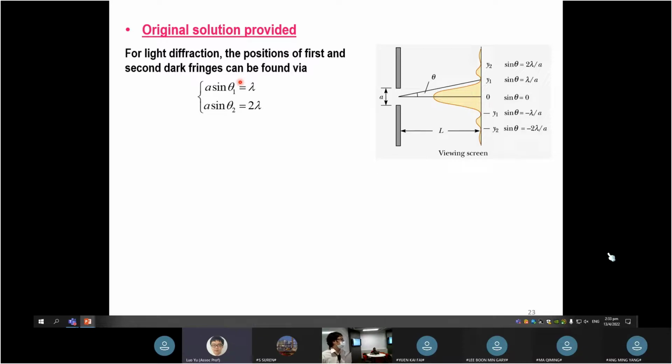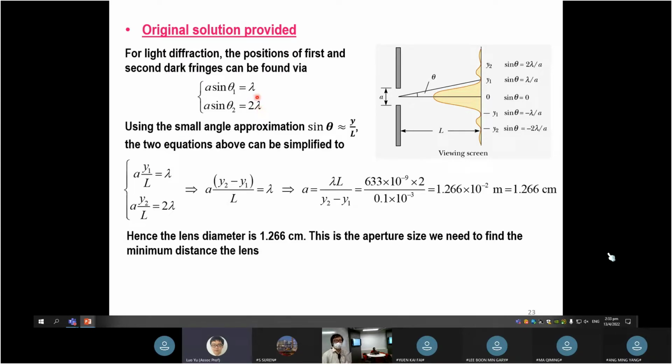So for the first dark fringe, we have A times the corresponding sine theta equal to lambda. For the second dark fringe, A times the corresponding theta should equal 2 times lambda. As I said, sine theta is actually equal to y divided by L. If we assume the positions of the first and second dark fringes are y1 and y2 respectively, we can rewrite this diffraction equation into this one. Then we use the second equation minus the first equation.